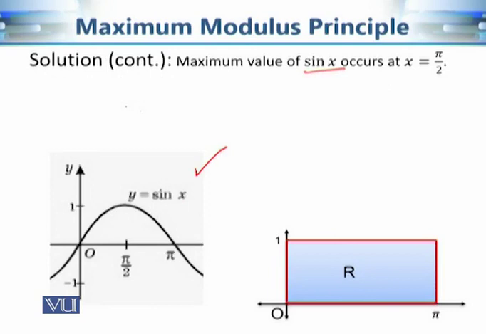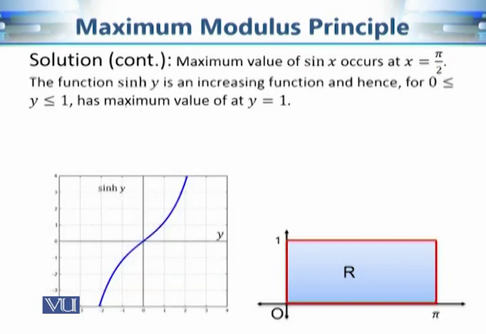We know the graph of sine x is given by this, and from here we can easily observe that the maximum value between 0 and pi exists at pi by 2. So whatever the point of maximum value of sine z mod is, it should have the x coordinate to be pi by 2.